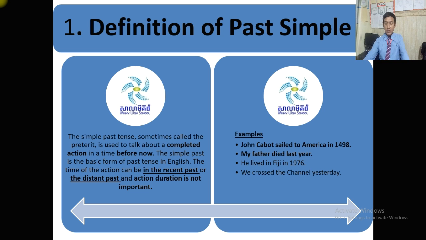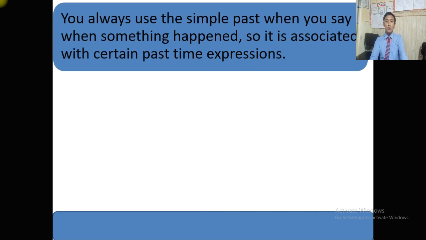Here I just want to tell you that you have to remember three things. First, we use the past simple with time that expresses a duration in the recent past, or a duration in the distant past, or when the action duration is not important. Now the next: you always use the simple past when you say when something happened. So it is associated with certain past time expressions. You can take a note of this.